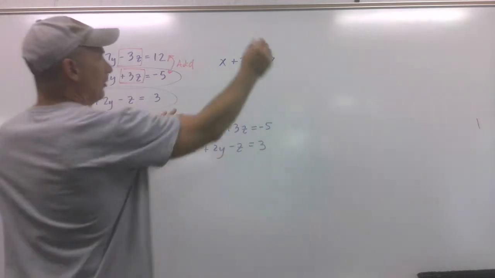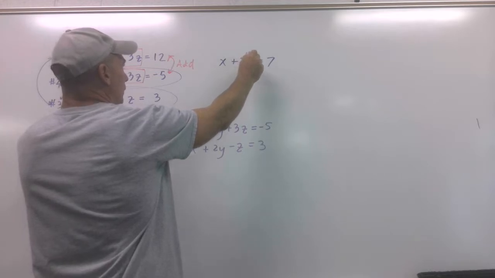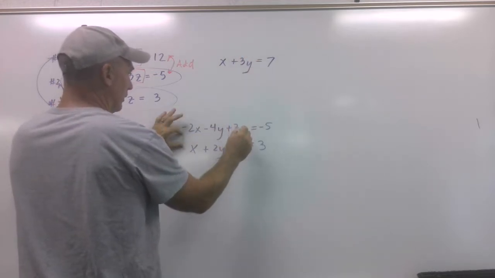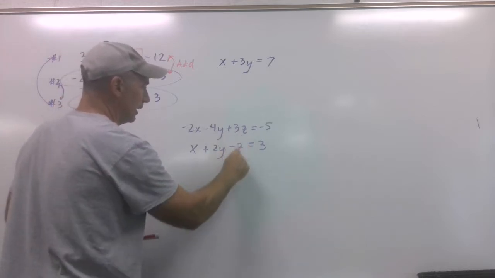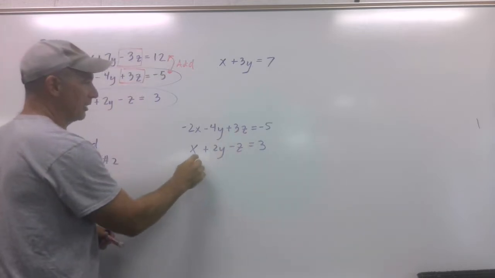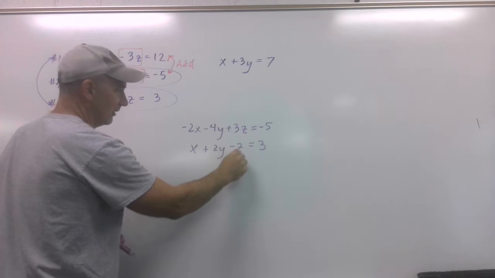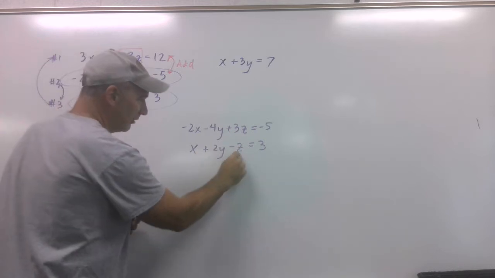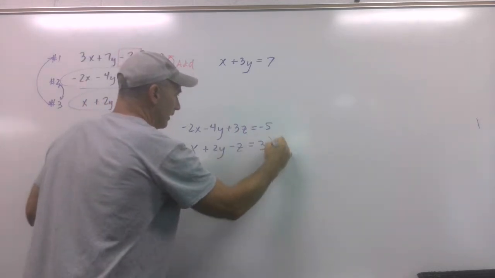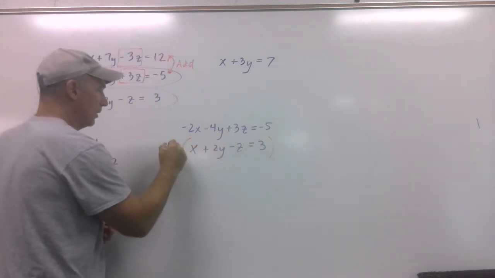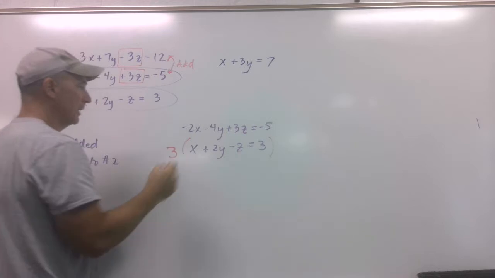Don't forget, because we eliminated z on this one, we got to stay consistent with that. So we are concerned about these two. How do we eliminate them? If we add them together right now, we're not going to get a 0. So I need this one to be a negative 3z. That tells me what to do. I'm going to multiply this by a 3.